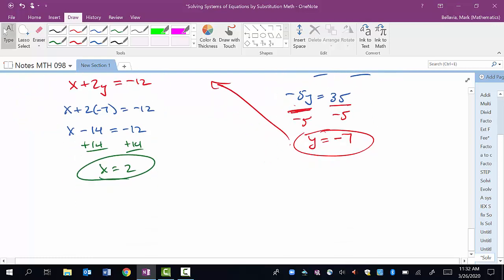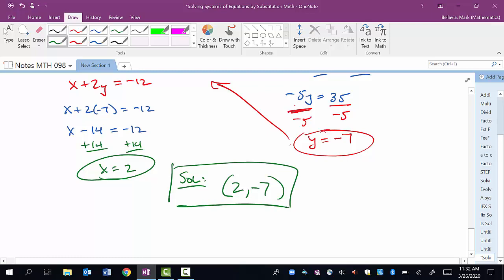So my solution, remember, ordered pair where these lines intersect, x comma y. The x value is 2, the y value is negative 7. You could do a check on this on your own. I'm not going to check every single problem we do. But if you wanted to check it, you could. Remember, when you check it, you substitute it into both equations and make sure it works for both of them. That shows you that it's a solution.